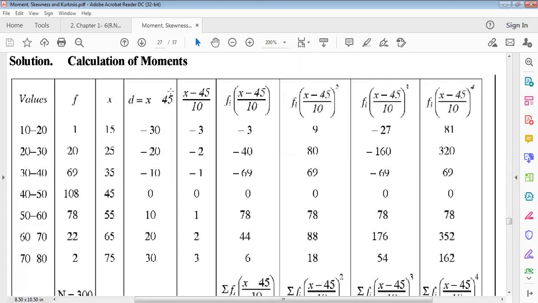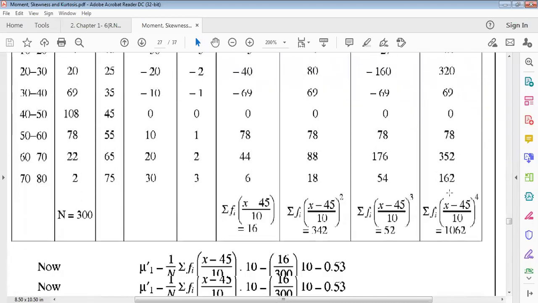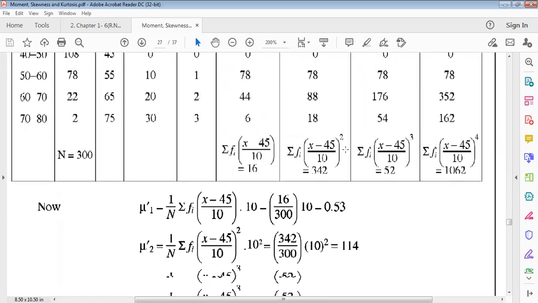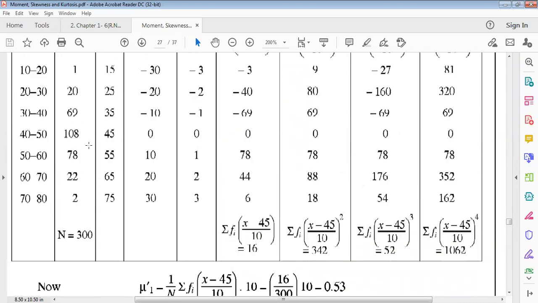So subtracting the assumed mean from every value of x, we get this one. Then we divide by the class interval. Class interval what? 10. So x minus 45 divided by 10 will be this. Then f i multiplied by this column, just multiplying with the frequency. Then squaring this column and multiplying with the frequency, you get this. Cubing this, okay, taking the power 4 of this column and multiplying with the frequency column, we will get this column. Now this is actually a summation. Actually, you have to use a calculator for this. Now the total frequency is actually 300.